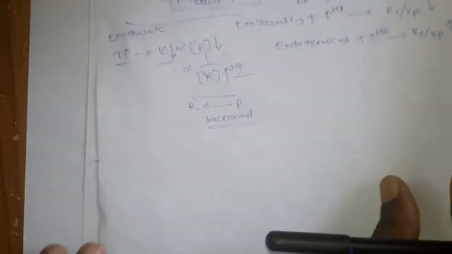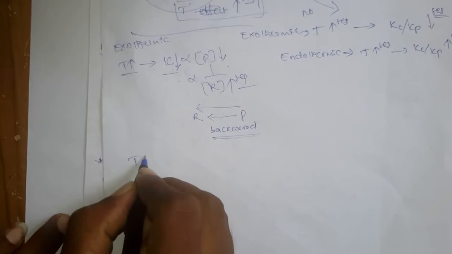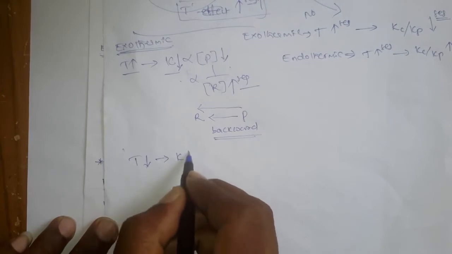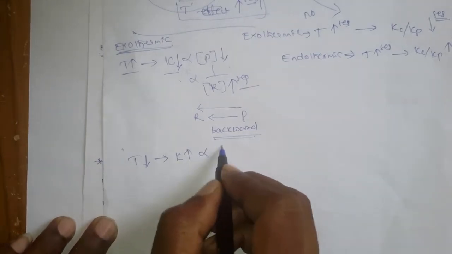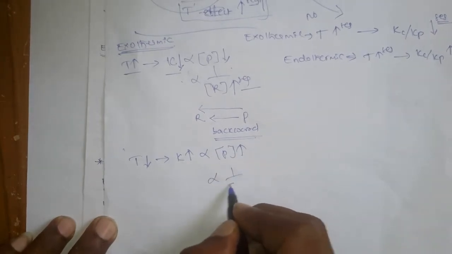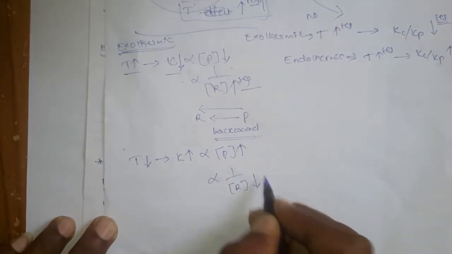Okay. Suppose I decrease the temperature for the exothermic reaction, what will happen? When you decrease the temperature, the equilibrium constant increases and the product concentration also increases and the reactant concentration decreases.